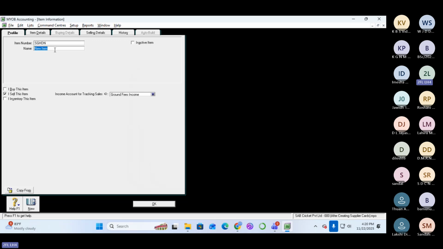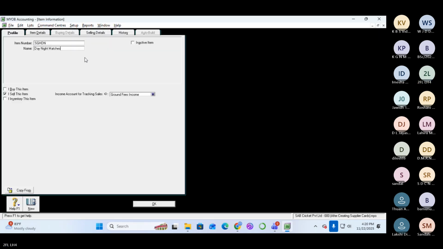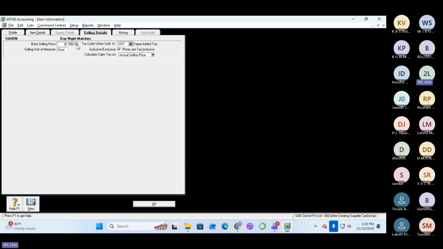Just change the name. What is the name here? Day and night matches. And selling details. That is 5,000. That's it. Only difference is the code, the name and the rate. Others are similar. So like this, you can copy from any other similar item.